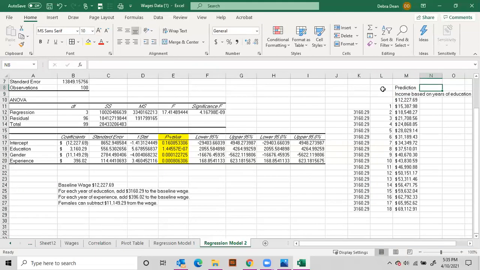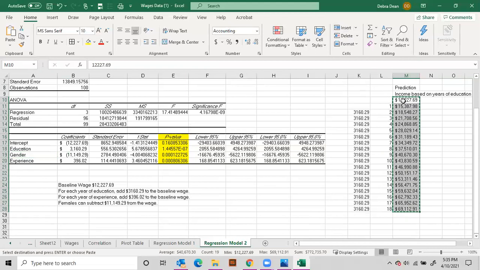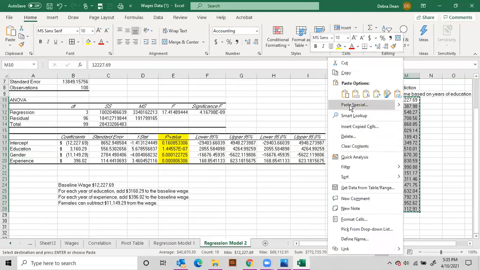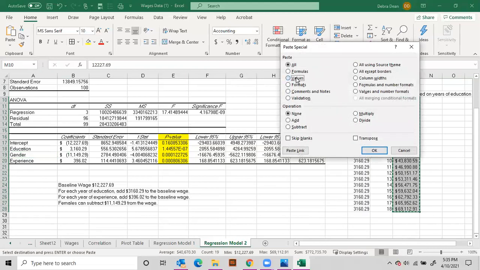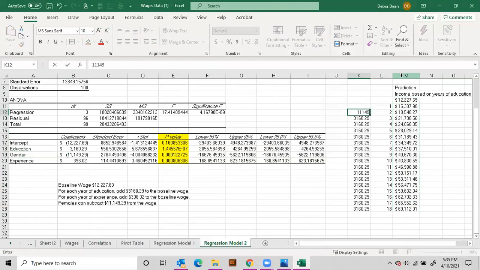Now, the next one is gender. So here we see that females can actually subtract so much from their wage each year. So let's copy this so it will save, do a paste special values, and that will save those as numbers now instead of formulas, because now I want to use this for my 11,149.29 that we're going to deduct just because of gender.